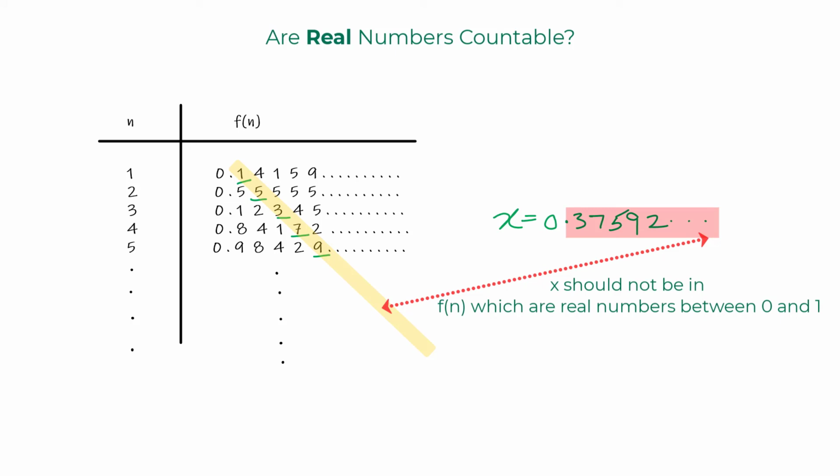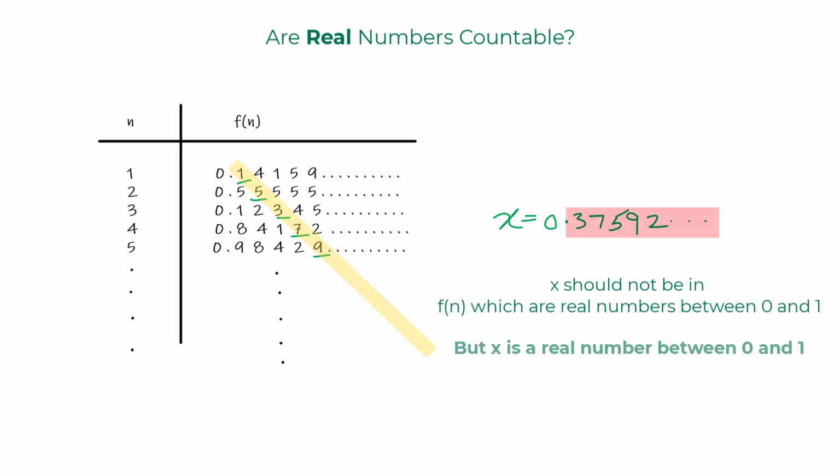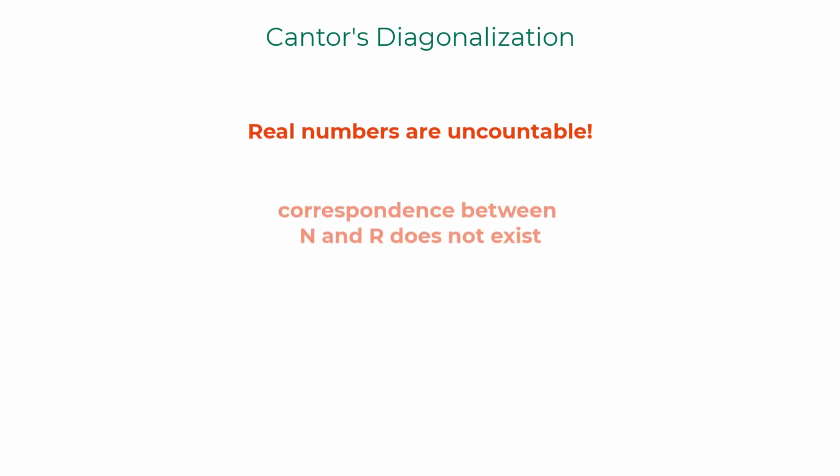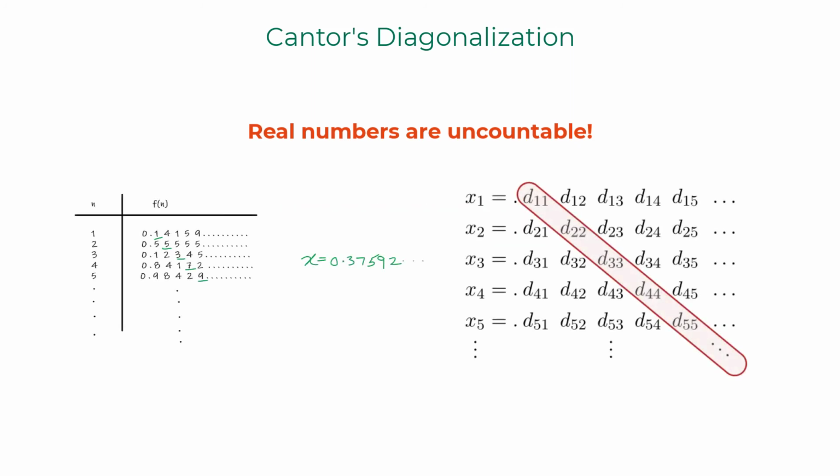This is a contradiction because the number x should clearly be in the set of real numbers between 0 and 1, yet our way of constructing this shows that it can't be. Hence, our assumption that a correspondence exists between natural numbers and real numbers is false. Not all infinite sets have the same size. Real numbers are proven to be uncountable using Cantor's diagonalization technique.